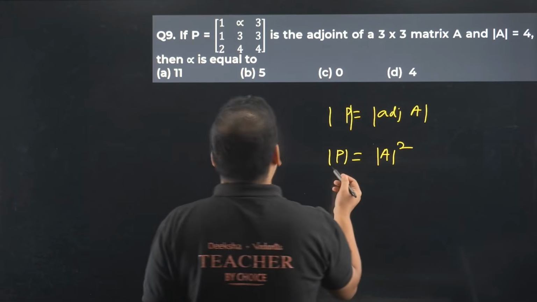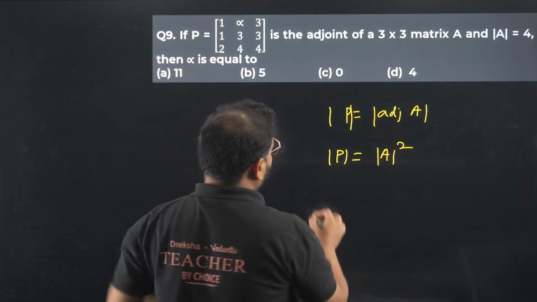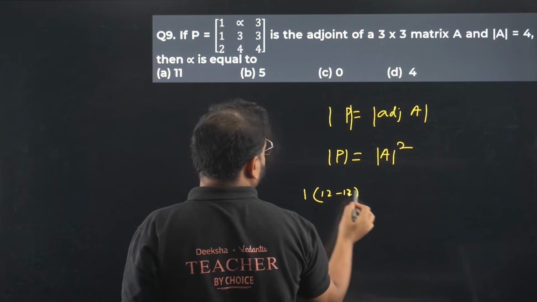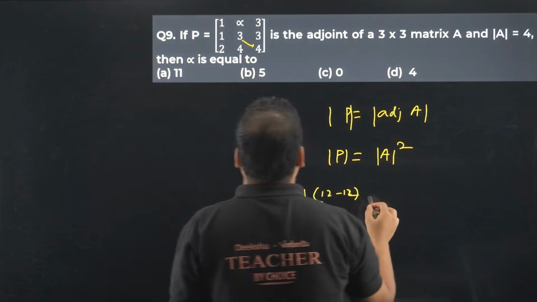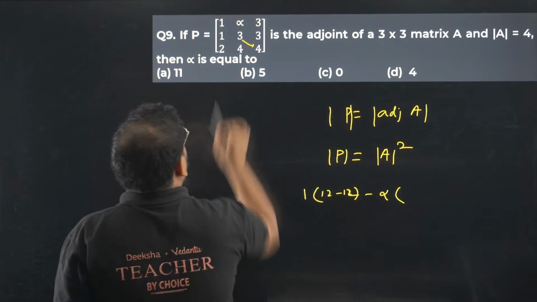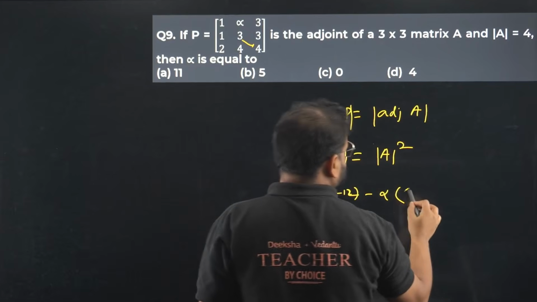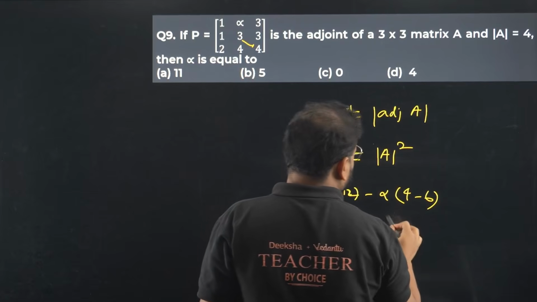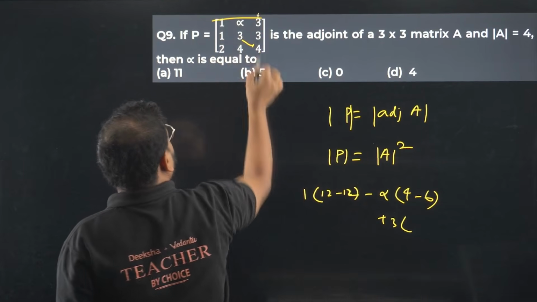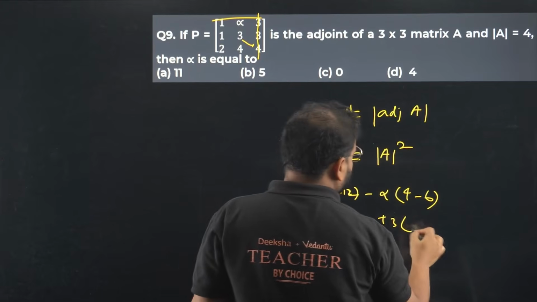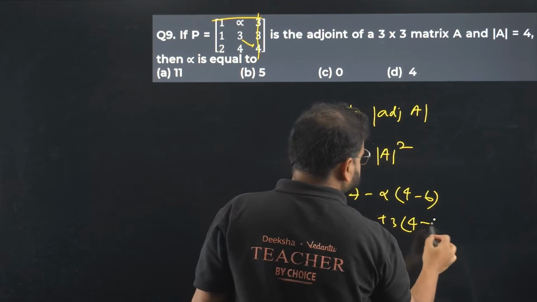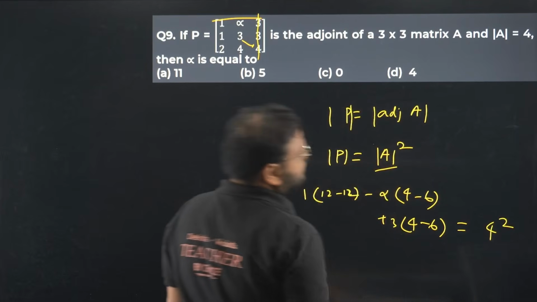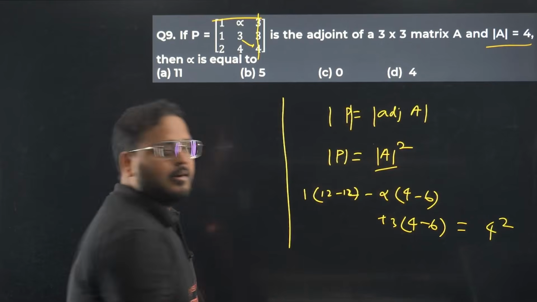Now find determinant of P over here. From the first element I get 3 into 4 is 12, minus 12, so that is gone. Please check, 3 into 4 and 4 into 3, that is gone. Next we have minus alpha, and for this we'll have 4 minus 6. 4 into 1 is 4, 3 into 2 is 6, so that is minus 6. And we have plus 3, this and this is cancelled. I get 4 into 1, which is 4, and again 2 into 3, which is minus 6. This whole thing is equal to determinant of A square. How much is that? 4 square. Clear, right?